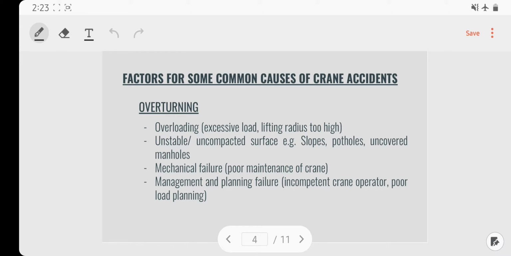So the crane can only carry a certain amount of weight, and it is usually balanced out by the counterweight on the body of the crane. So poor planning of this may lead to accidents.